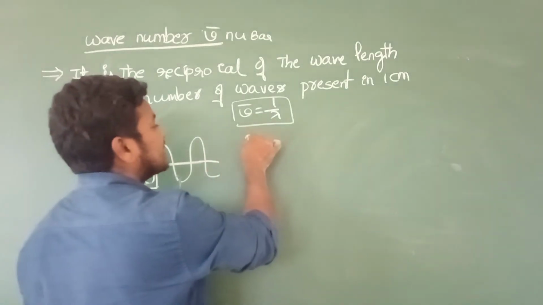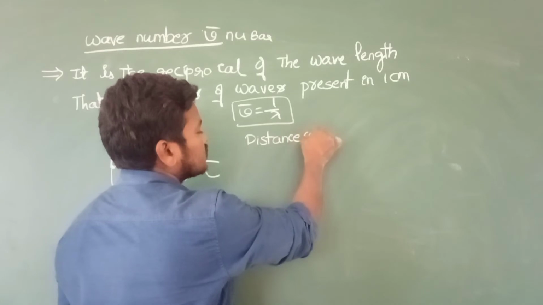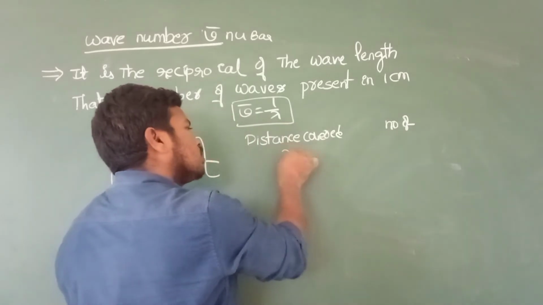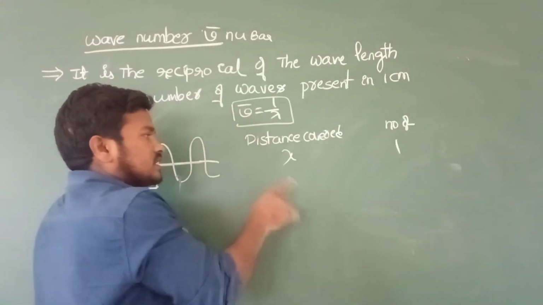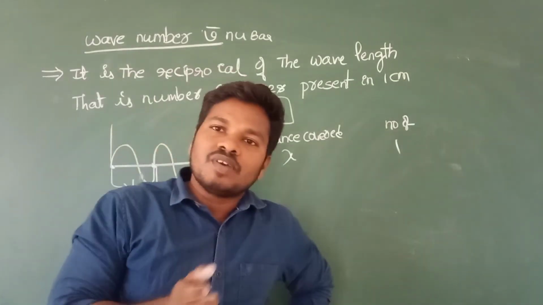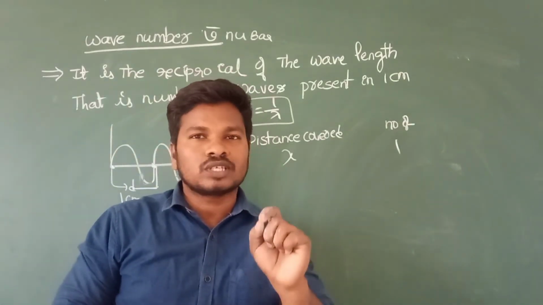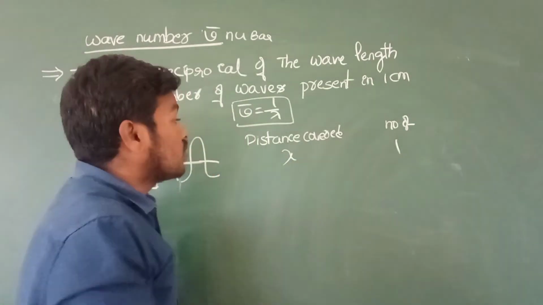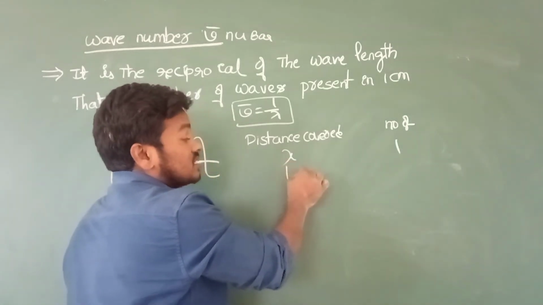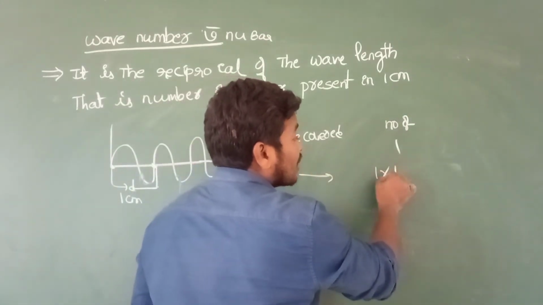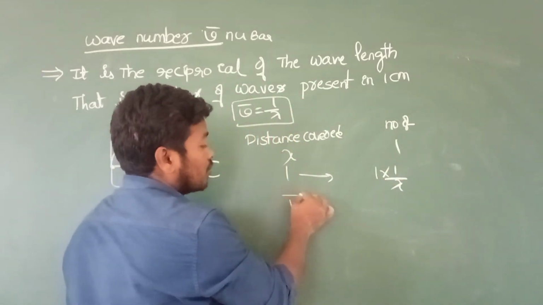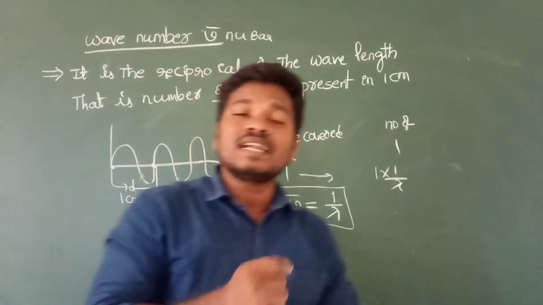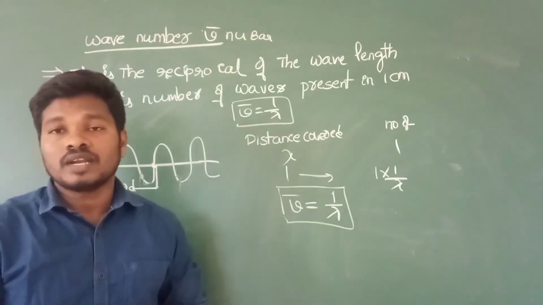You can see the distance covered by waves and the number of waves. For example, for lambda, the number of waves is 1 only, and the distance is lambda. Why? Because lambda is the wavelength, the distance between two successive crests or two successive troughs. In this much distance, how many waves are there? One wave. If I am talking about a 1 centimeter distance, how many waves will there be? 1 into 1 by lambda. This is how we got the formula mu bar is equal to 1 by lambda. So by using the unitary method, you can understand the formula of the wave number.